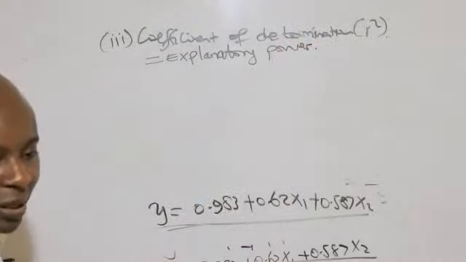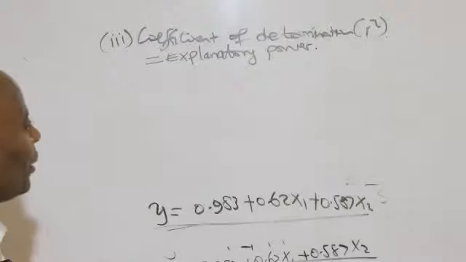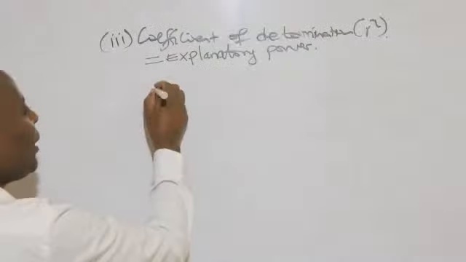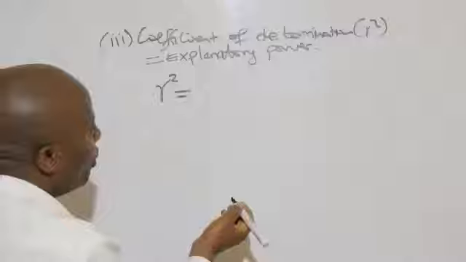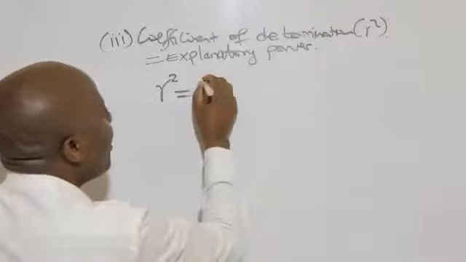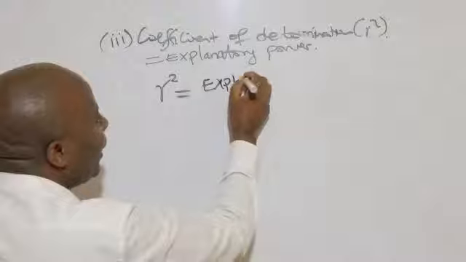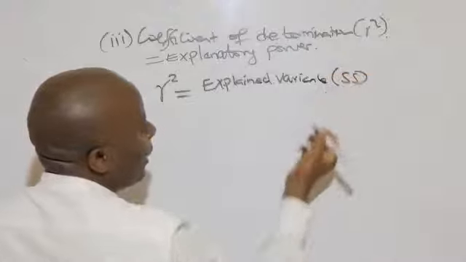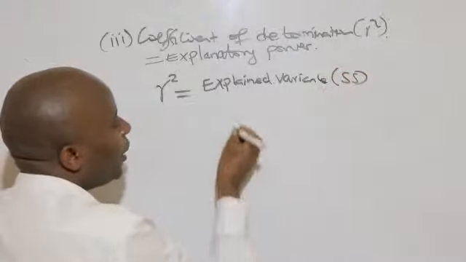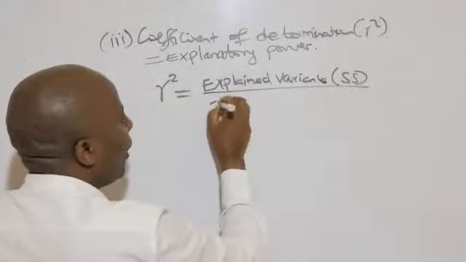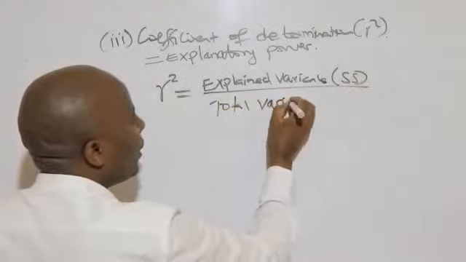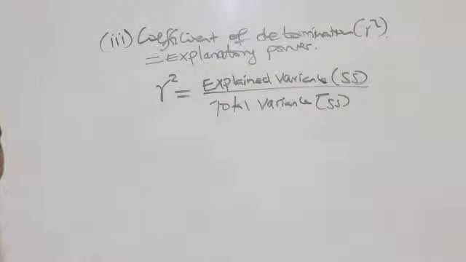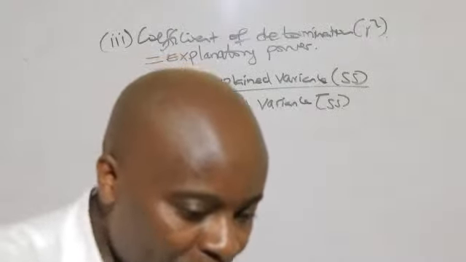So, ladies and gentlemen, listen to me very well. To get this explanatory power, r squared, I realize so many students here are using different equations, but generally to get r squared, we normally take the explained variance in the form of sum of squares, all over the total variance. Again, this total variance must come in the form of sum of squares.